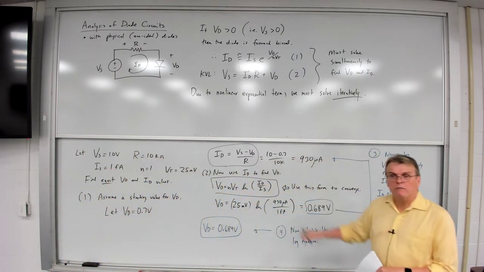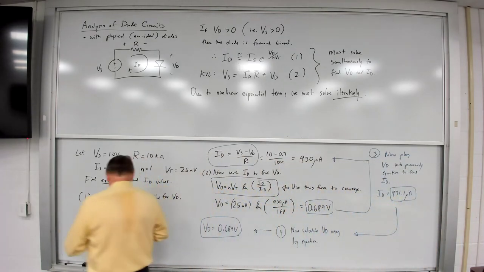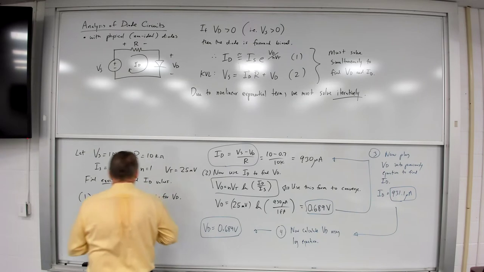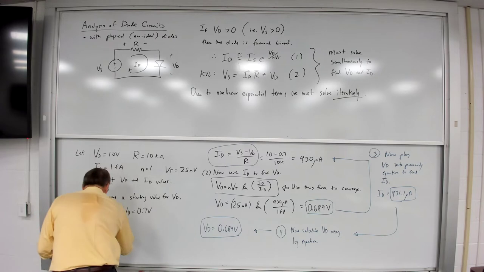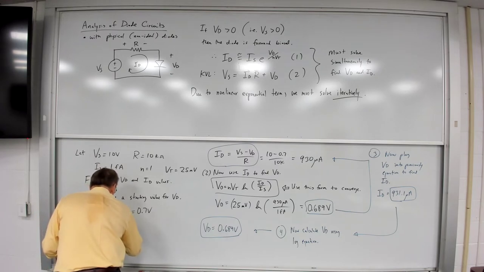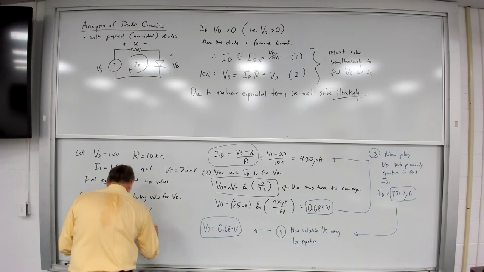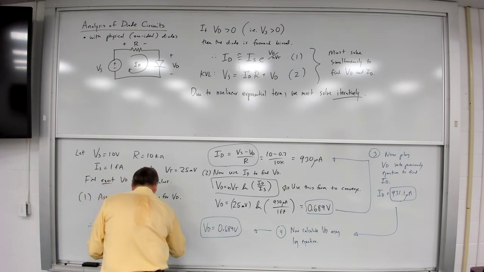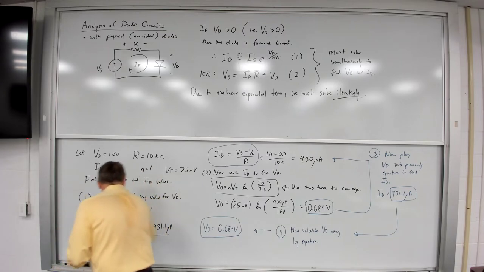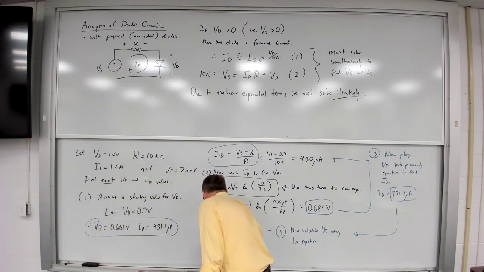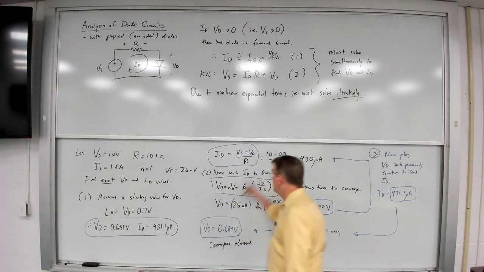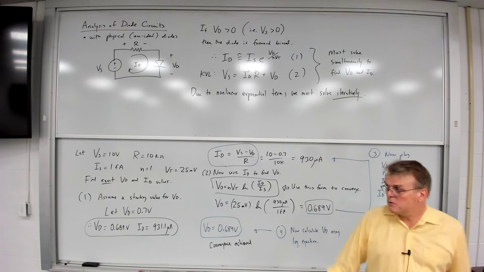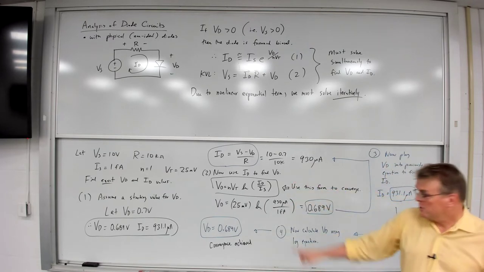So from this, we've now converged to our final values. And so therefore, VD is equal to 0.689 volts, and ID is equal to 931.1 microamps. And there's our solution. So all you have to do is run this cycle a couple of times using the correct equation from the circuit until you converge on a solution.